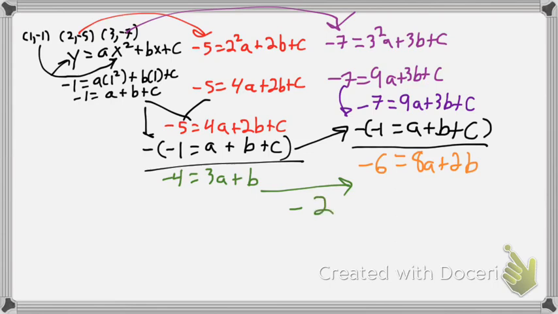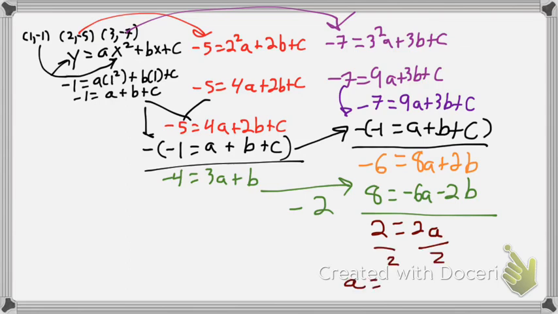Now, what I'm going to do is multiply that green equation by -2. And the reason is I'm going to get rid of my b's. So I multiply the entire equation by -2. It's going to be positive 8 because I have -4 times -2 equals -6a minus 2b. Add those together and I get 2 equals 2a, or divide by 2 and I get a equals 1.